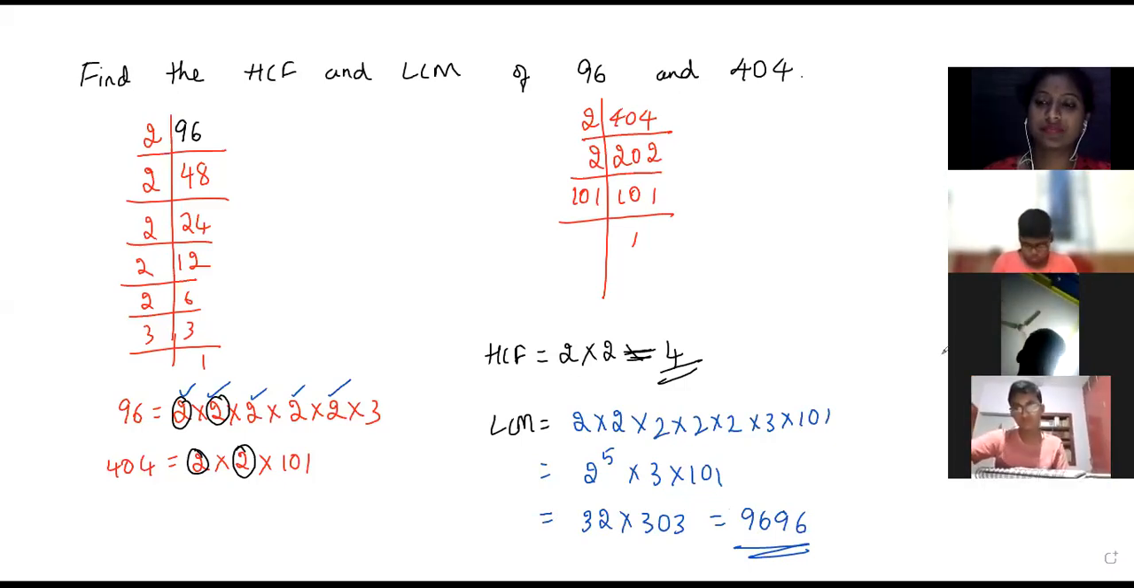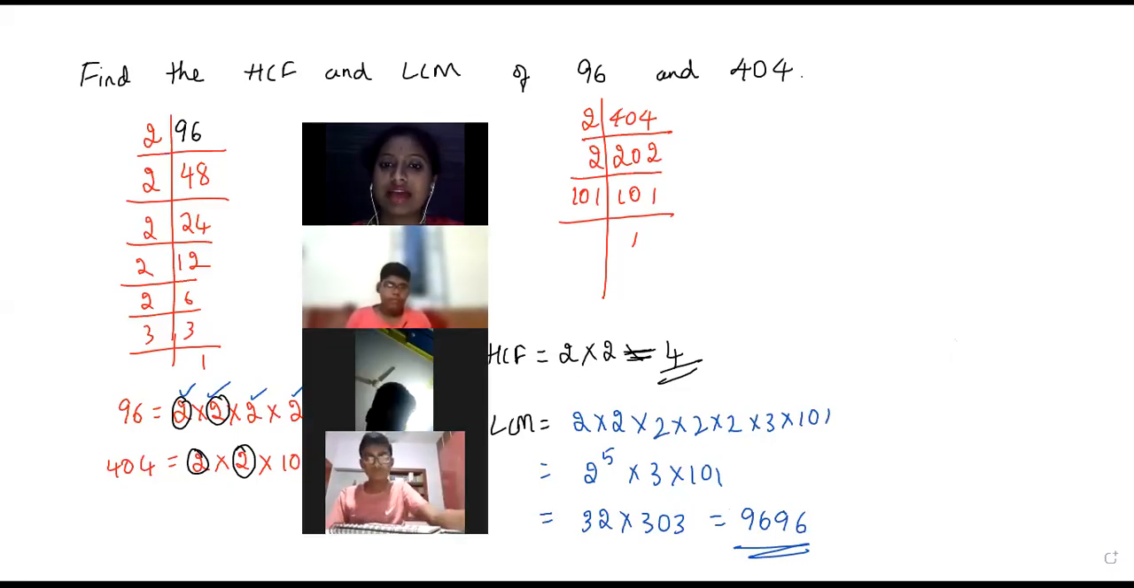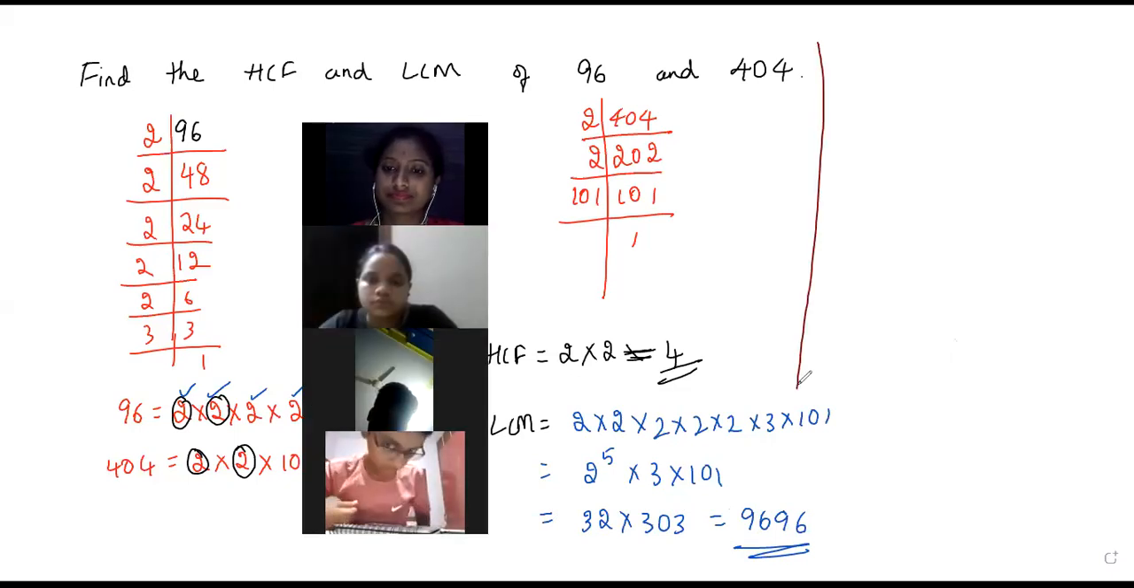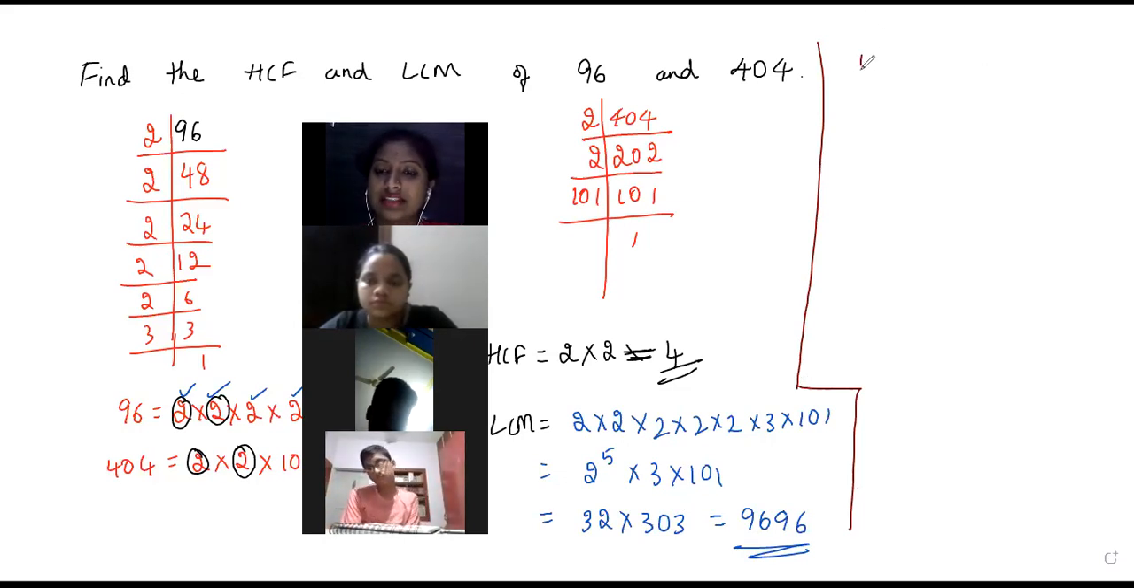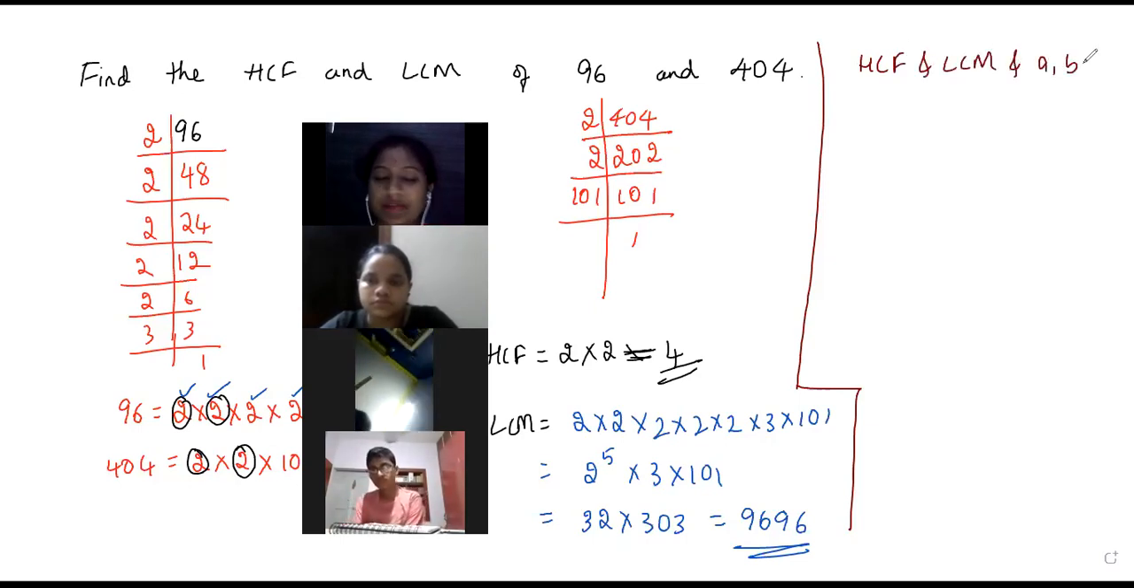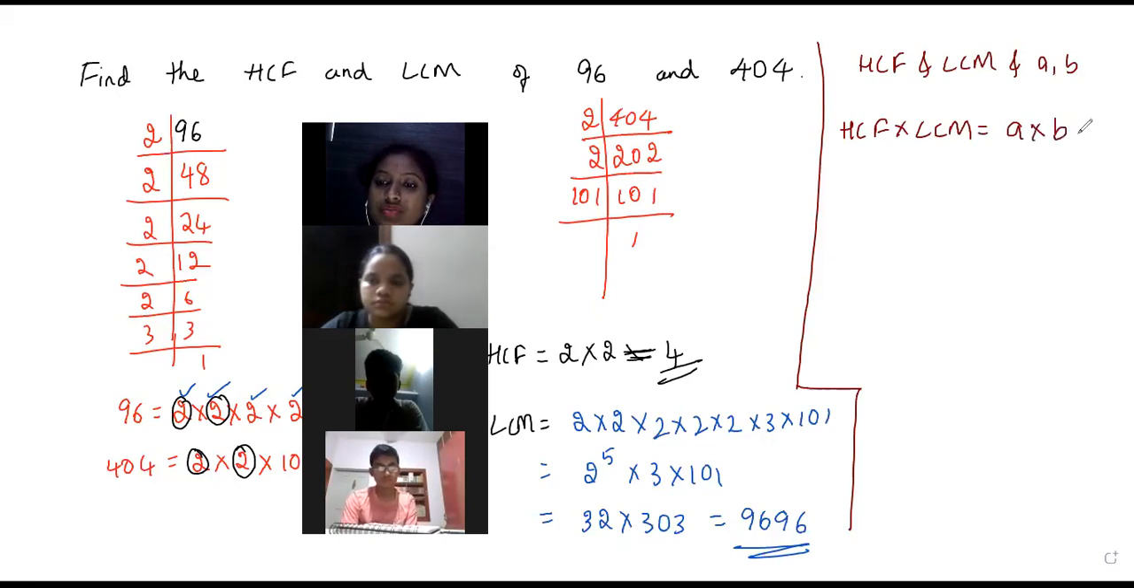Next, we have a formula where we can verify this HCF and LCM value. Let me give you the formula first. For any two numbers A and B, the relationship between them is that the product of HCF and LCM is equal to the product of these two numbers. This is how we verify whether the HCF and LCM we found are correct or wrong.